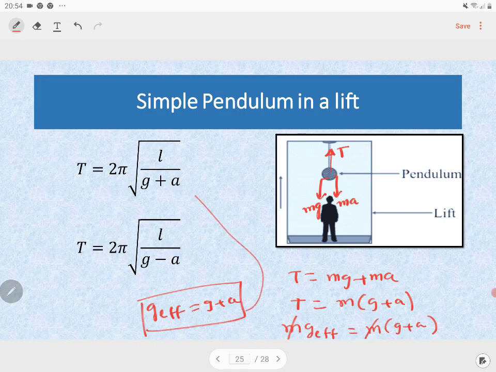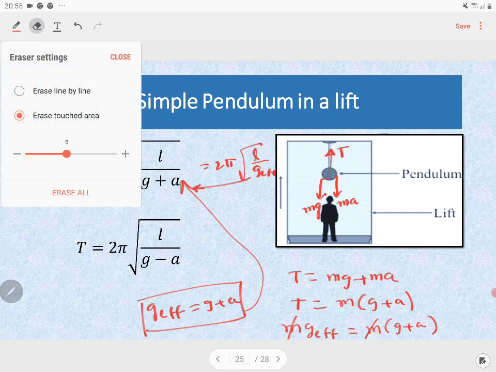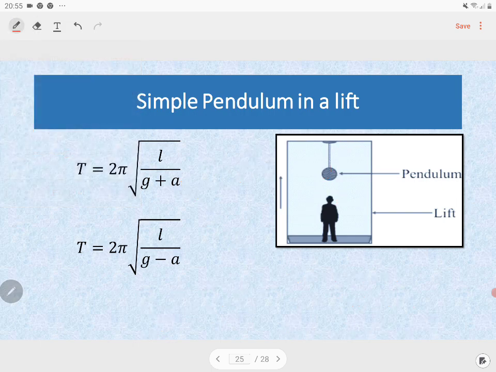So that g effective you have to substitute in the denominator inside the root. So the formula will be 2 pi root over L by g effective. That g effective you have to substitute here. Suppose the same lift is accelerating downward, then g effective will be g minus a.